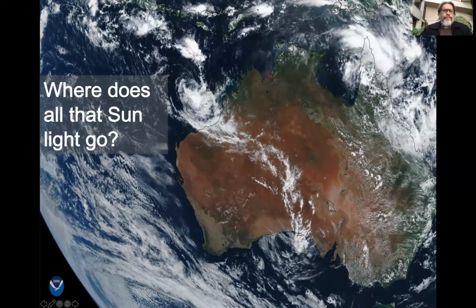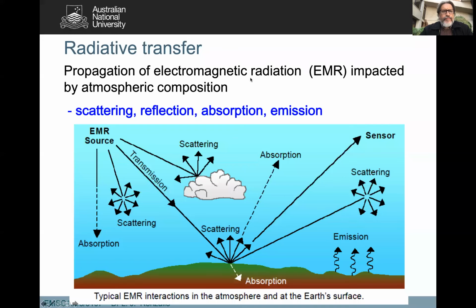Okay, so where does all that sun energy at the top of Earth's atmosphere go? We talk about radiative transfer as relating to the mathematics and the physics behind the propagation of electromagnetic radiation through the atmosphere and the interaction of that radiation with the atmospheric constituents, land and ocean surfaces. And there are four main processes we'll be considering: the scattering, reflection, absorption, and emission.